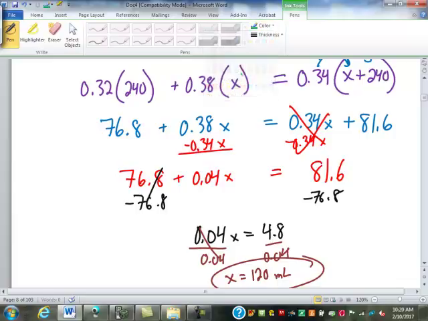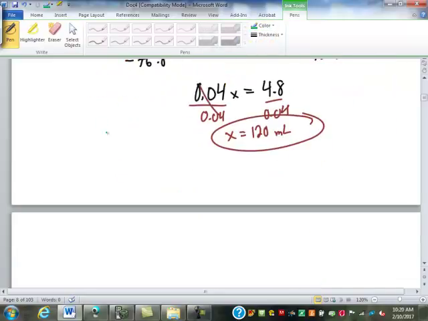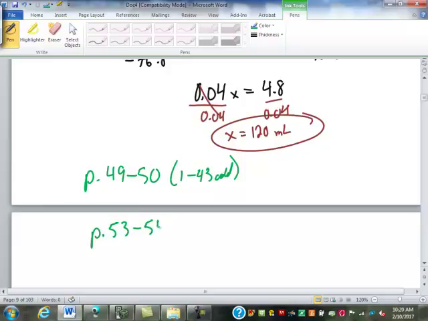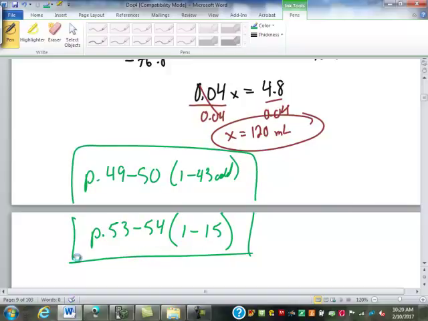We will go over more of these mixture questions next week, but I always want to get them in before, and we just lost the connection. Anyway, the pages, hopefully they get it off the recording, are 49 through 50, 1 through 43 the odds, that's just solving equations, and page 53 through 54, that is going to be on the mixture. So I'm going to put 1 through 15 so you can try more of those if you need to. Like I said, we'll go over more of these next week.